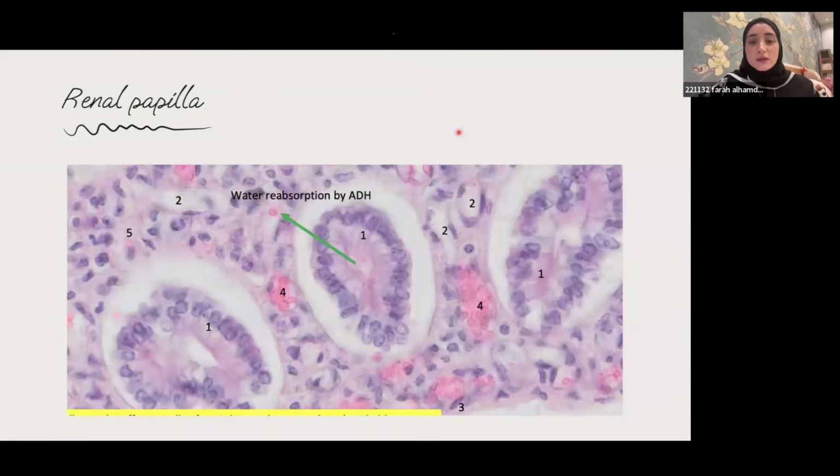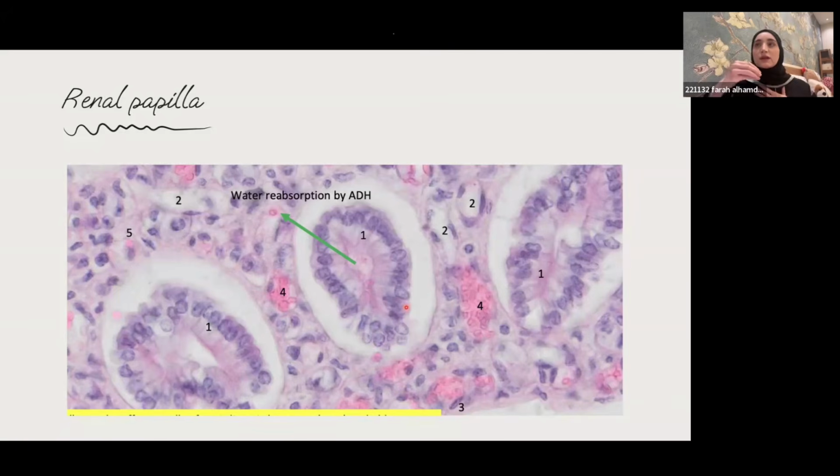Anyway, so here we have the renal medulla. Here we have the water reabsorption by ADH. The renal papilla consists of the papillary collecting ducts of Bellini. In these collecting ducts, or all the collecting ducts, cortical, medullary, papillary collecting ducts, we have ADH. ADH works here. This is where water reabsorption happens.